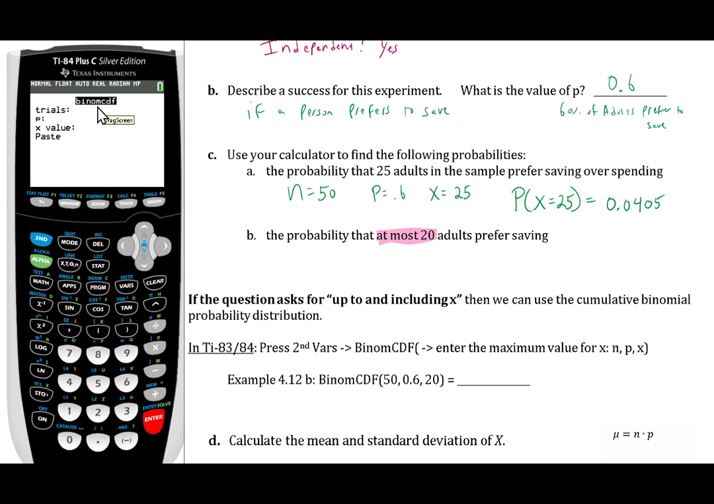The only real difference is, if you look where my cursor is on my calculator screen, we're looking for the C, not the P. So in this case, we're going to enter 50 trials because we still have 50 American adults. The probability that they prefer saving is 0.6, and we're looking for the maximum value to be 20, up to and including 20. And this will find the cumulative probability. So this will find the probability that we have x is equal to 0 plus x is equal to 1 plus and so on up to x is equal to 20.